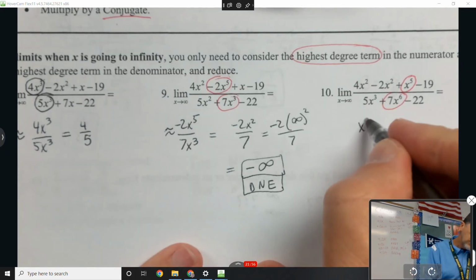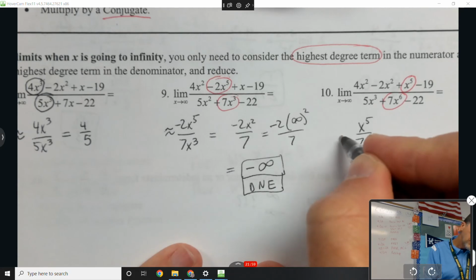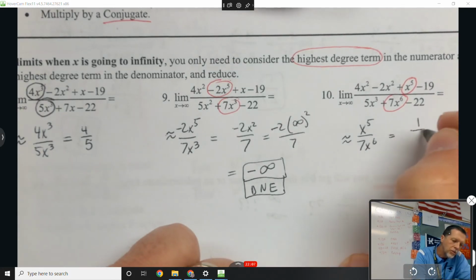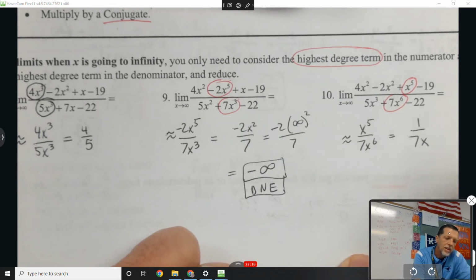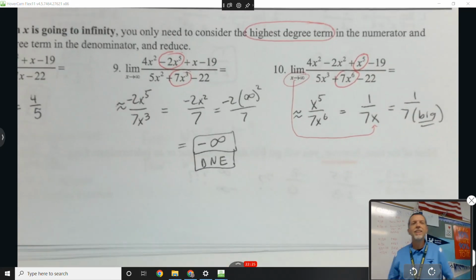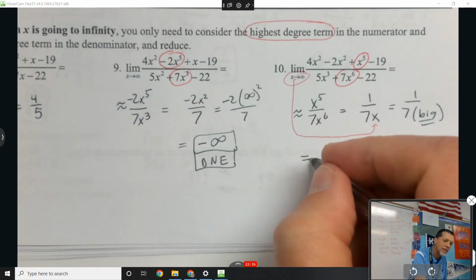So this would be approximately x to the 5th over 7x to the 6th, when x is really big. So then that reduces to 1 over 7x. And now if I plug in infinity, one over 7 times really big, since you like using non-numbers today. What's 1 divided by infinity? This is if I have $1 in my pocket and I divide it among the 8 billion people on Earth. How much money does everybody get? None.